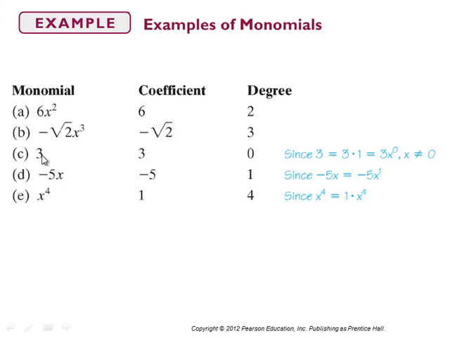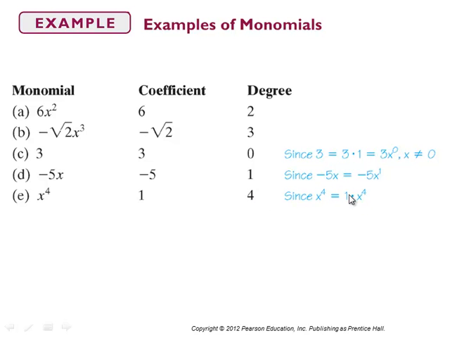Now, any real number itself could be a monomial. Think about this as 3 times x raised to the 0 power, where 3 is the coefficient and the power is 0, so 0 is the degree of this monomial. So a real number by itself is a monomial of degree 0. Okay, negative 5 times x has a coefficient of negative 5 and a degree of 1, because you could write x as x raised to the 1 power. x to the 4th power is a monomial with coefficient of 1 and degree of 4.